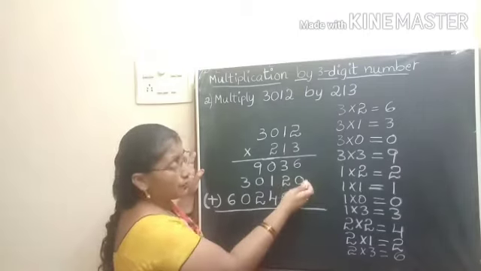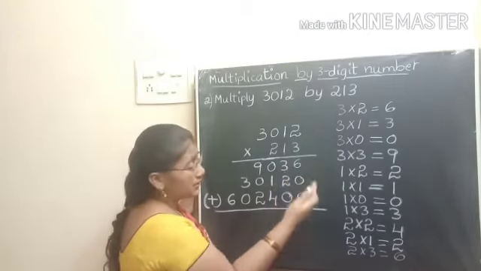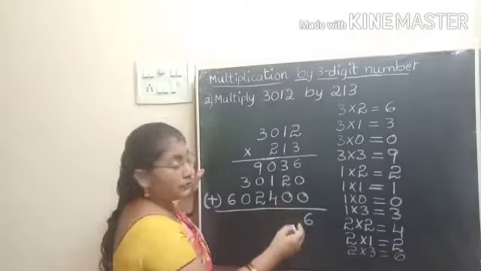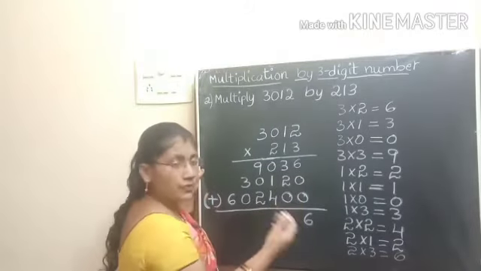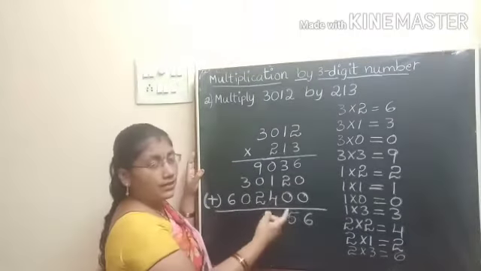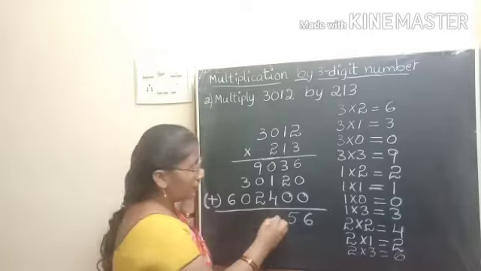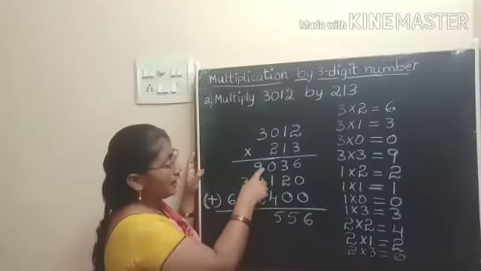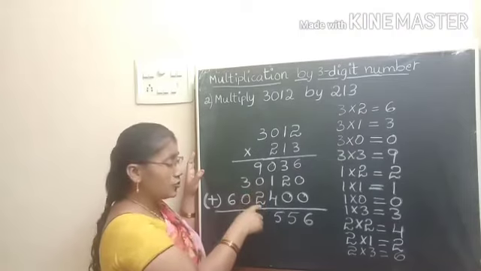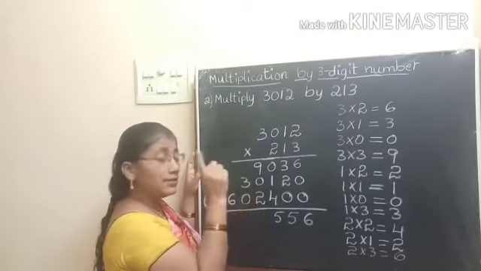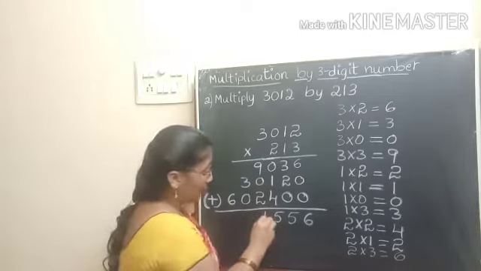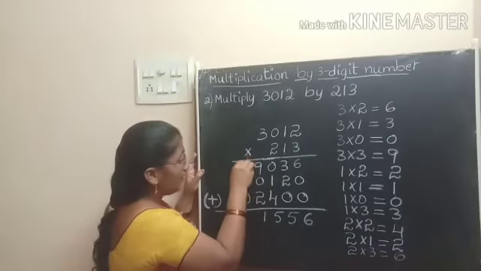6 plus 0, 6. Again 6 plus 0, 6. 3 plus 2, 5. 5 plus 0, 5 only. 0 plus 1, 1. 1 plus 4, 5. 9 plus 0, how much is it? 9 only. 9 plus 2, we have to add that result with this digit. 9 plus 2 is 11. Write 1 here and 1 as carry.